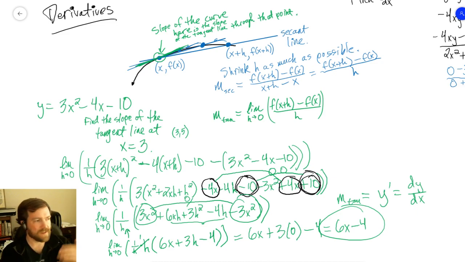All right, this is the derivative function, which is going to tell you that at any point x, the slope of this parabola up here will follow this pattern here. Its slope, dy dx, will be equal to 6 times whatever your x value is, minus 4.